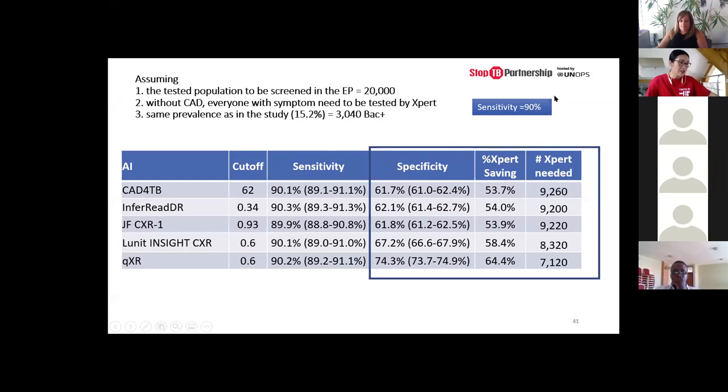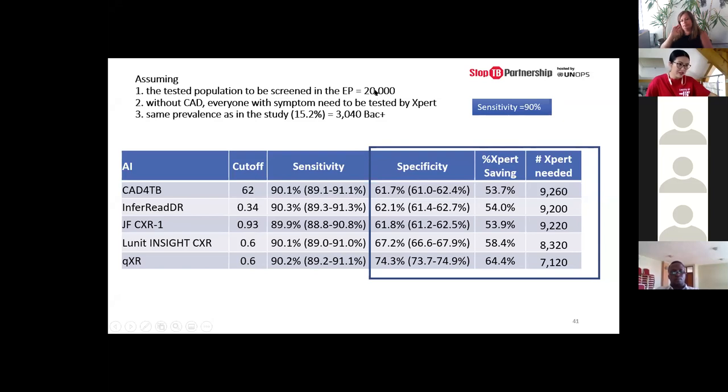What this result means is that if you use CAD and use the cutoff score as shown here, you can achieve 90% sensitivity without testing all of them. The highest proportion of saving is here, as close to two-thirds of GeneXpert tests can be saved. That means only 7,000 GeneXpert tests are needed instead of 20,000.